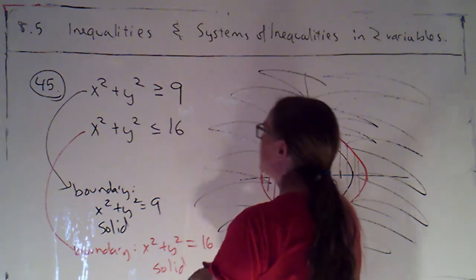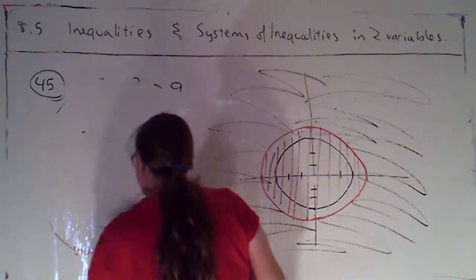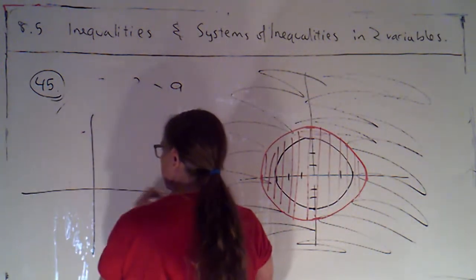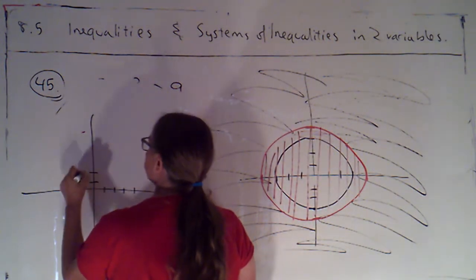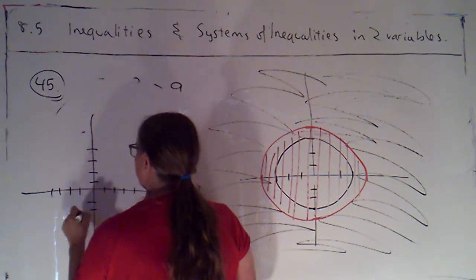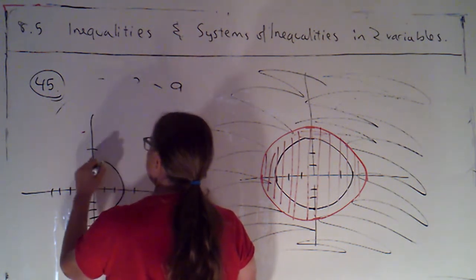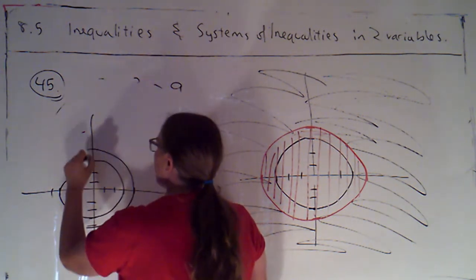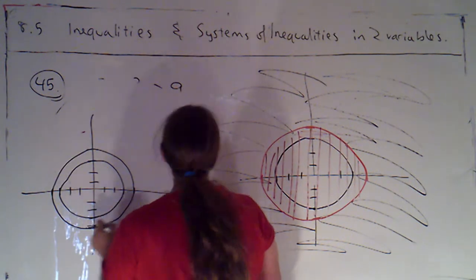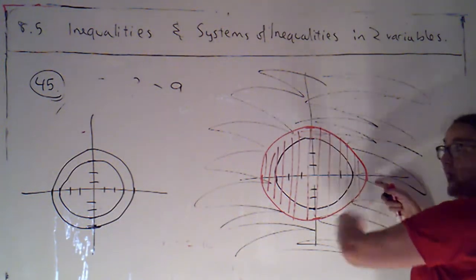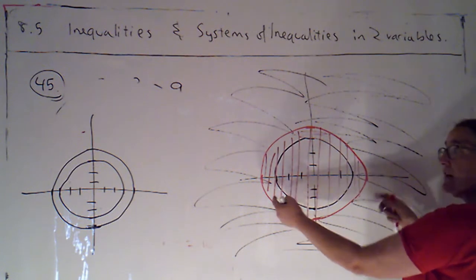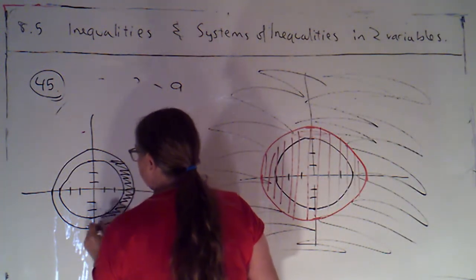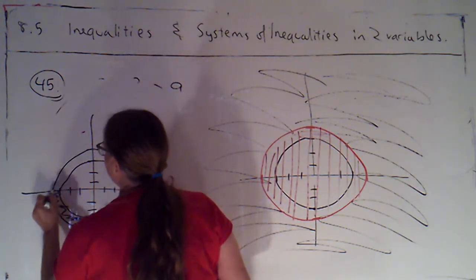If I take a look, though, my two boundary curves were both these circles. They were what we call concentric circles because they have the same center. They were both centered at the origin. And we wanted the region that was inside the bigger circle, which was the red one over here, but outside of the smaller circle. Well, that's the donut that we get right here.